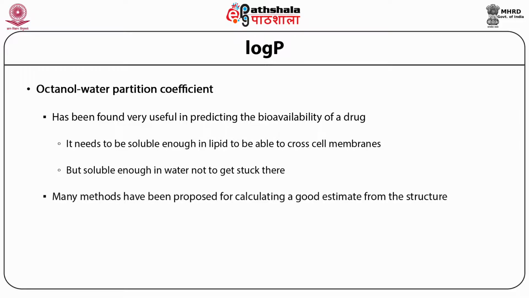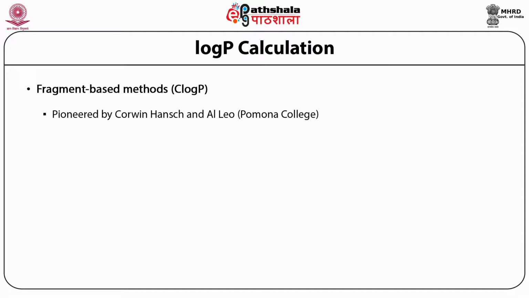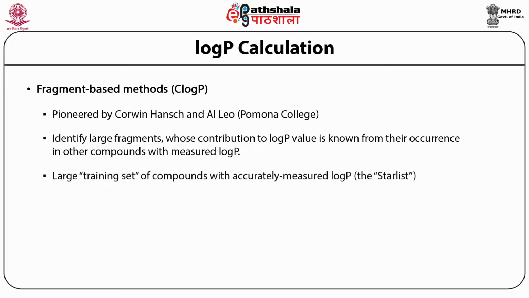Many methods have been used, and I will show you a few calculations in the next few slides based on many of the structures, which was done by Corwin Hansch and A. Leo, among the first pioneers in this field, from Pomona College. They identified a large number of fragments which contribute to log P values and actually trained on a large training set.